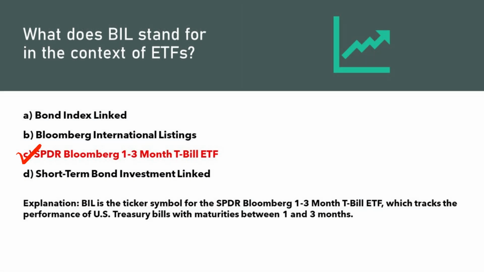Answer: C. SPDR Bloomberg 1 to 3 month T-bill ETF. Explanation: BIL is the ticker symbol for the SPDR Bloomberg 1 to 3 month T-bill ETF, which tracks the performance of U.S. Treasury bills with maturities between 1 and 3 months.